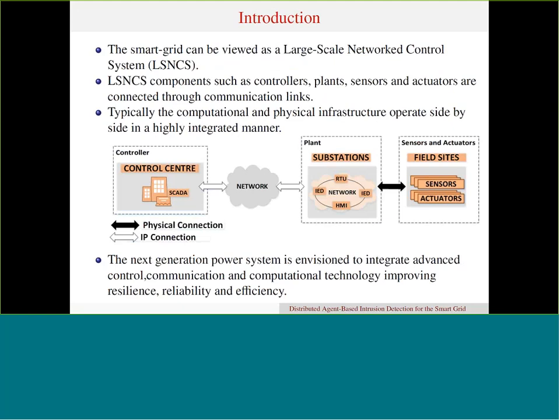The basic building blocks of a control system are a controller, the plant, sensors, and actuators. When we talk about a large-scale control system, it's a system whose controllers, plant, and sensors interact through computational infrastructure, like in the figure. So that's the basic idea. For instance, it could be a plant with multiple substations and multiple field sensors all interconnected.